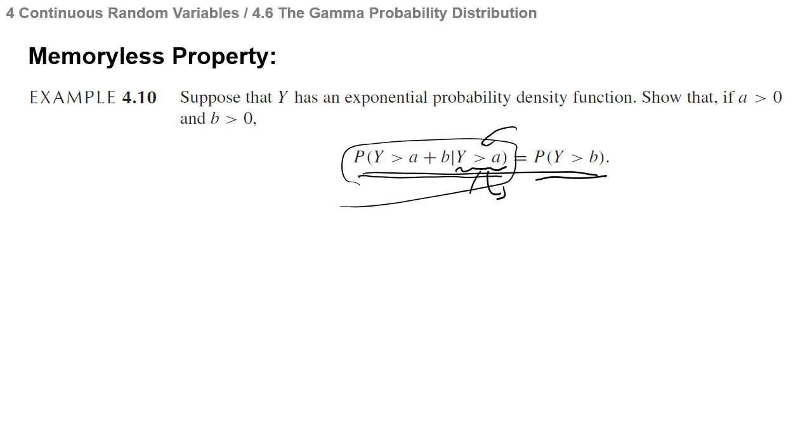If we have knowledge that y is greater than a, if we have that kind of memory, this information is not necessary. So this is why this is called the memoryless property. And let's prove this for the exponential probability density. For the exponential probability density, this is 1 over beta times e to the minus y over beta.